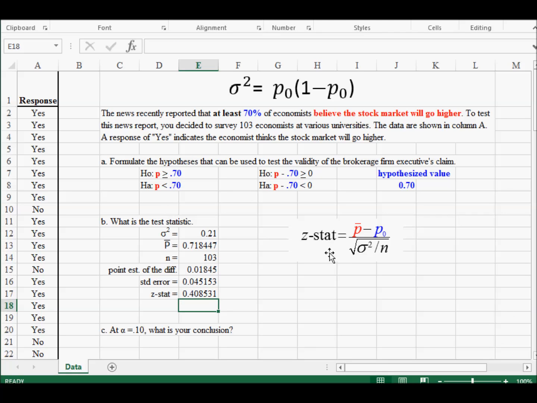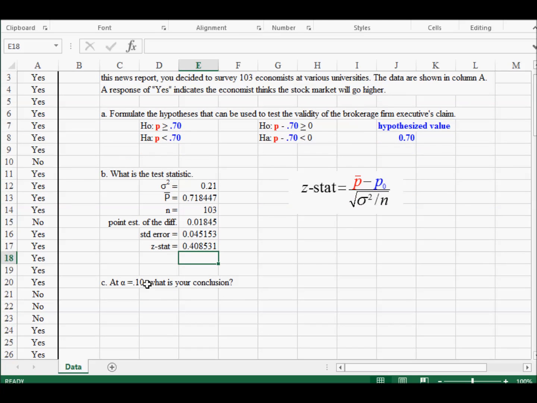Now in part C, we're given a significance level of 0.1. We need to conclude using this. We need a test conclusion. We need a conclusion for our test using a significance level of 10%. So our significance level is 0.1.